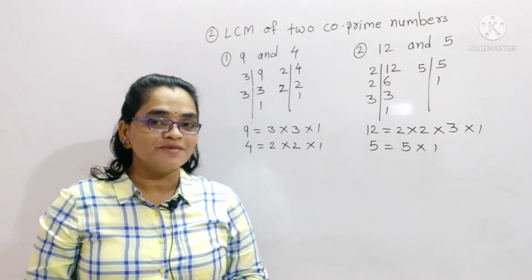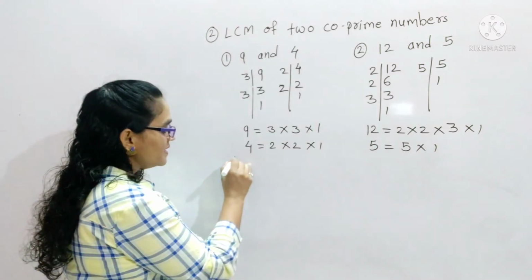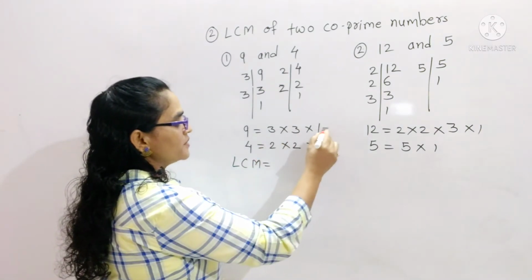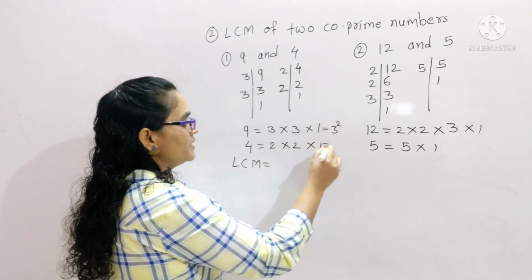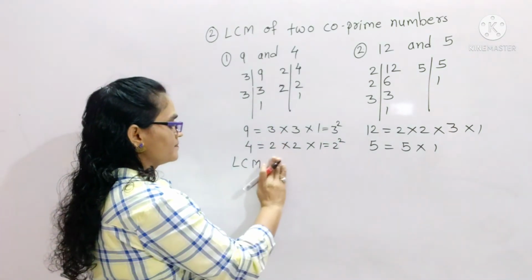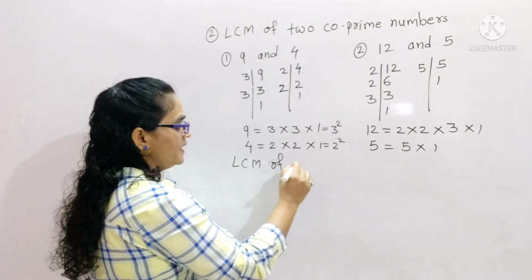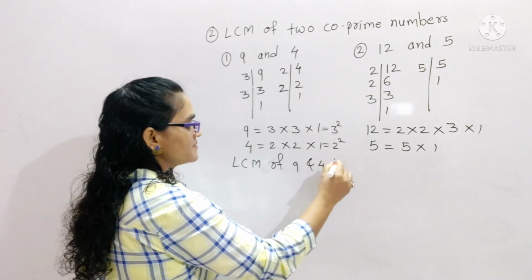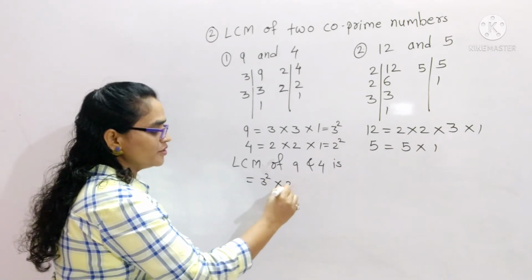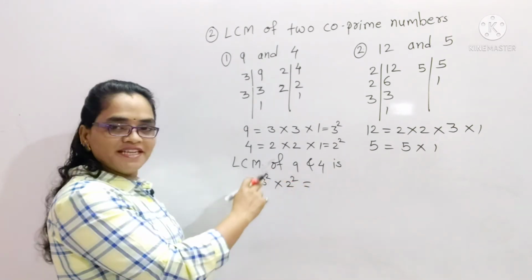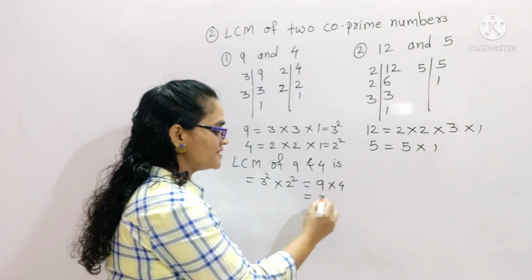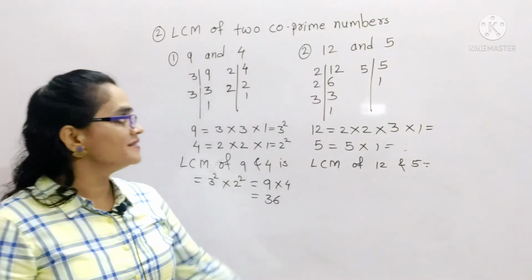Now what about the LCM of co-prime numbers? Let's check the LCM of 9 and 4. 9 is 3 raised to 2 and 4 is 2 raised to 2. So the LCM of 9 and 4 is 3 square into 2 square, which is 9 into 4, 9 4s are 36.